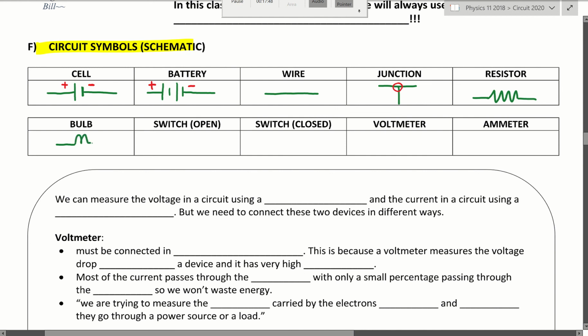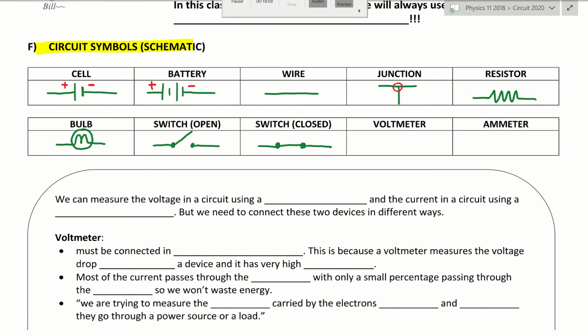Okay, so this is a light bulb. A light bulb is another thing that we draw on a circuit diagram a lot. A switch can be open or closed. It's an on and off button. So that's an open switch, which means the electron cannot go through. And this is a closed switch, which means the electron can go through. So the pathway is complete: a closed circuit.